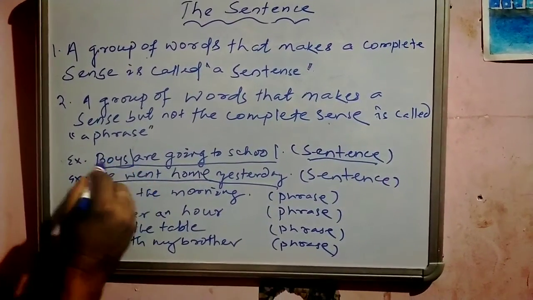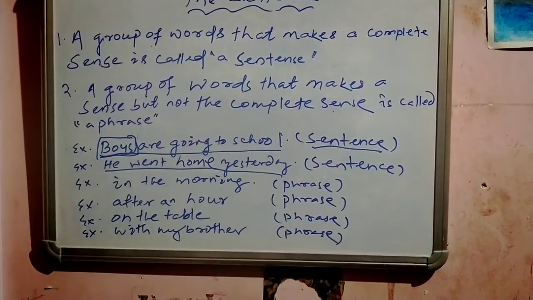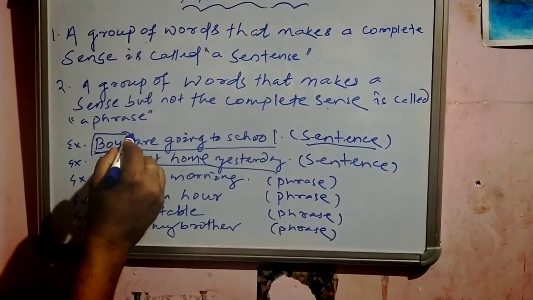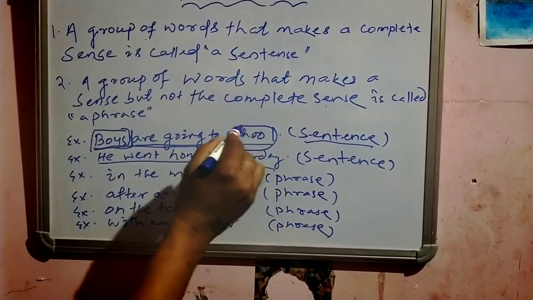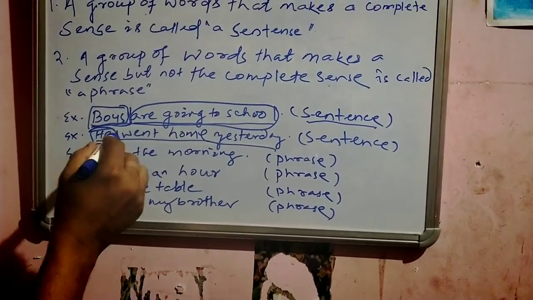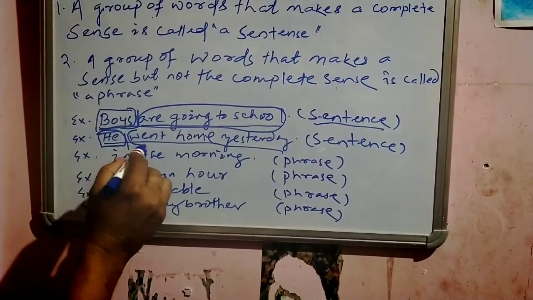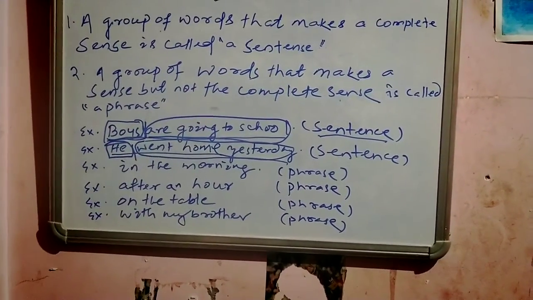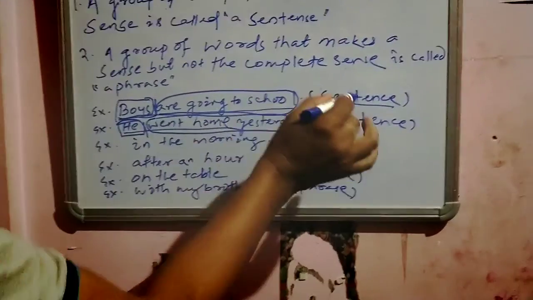Because it has two parts. One of them is the subject part, and I have put it under a box, that is "boys," and the predicate part starts right from the verb, "are going to school." In the second, I have put the subject under a box, and the predicate part starts from "went to home yesterday," and I am circling it. So here we have two broad parts, subject and predicate, and therefore it is a sentence.